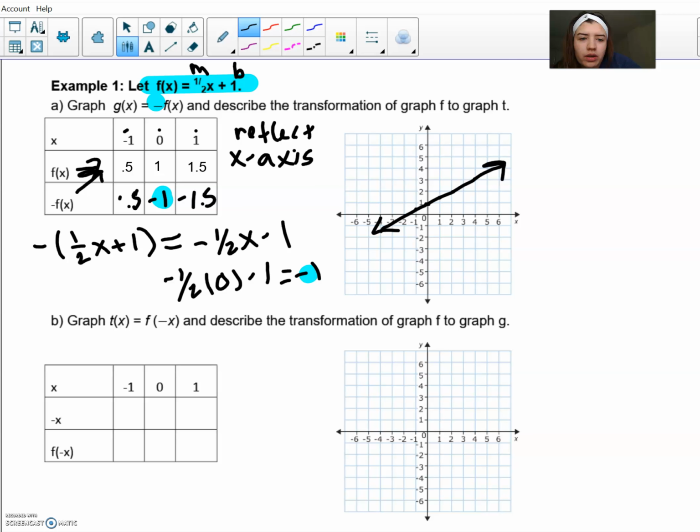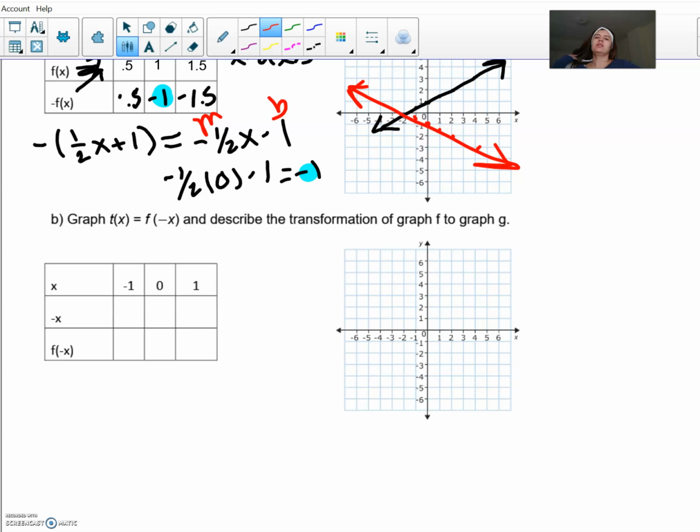So we're at -1. Well, let's use red. So we're at -1, and you can use our points, which is -0.5 or -1.5, and again you can use slope-intercept form. So we have m, and our b is -1, and we have to go down 1, right 2, down 1, right 2. As you can see, we flipped over that x-axis. Okay, now we're going to move on to our next one.